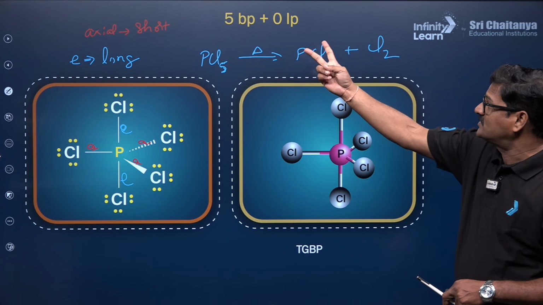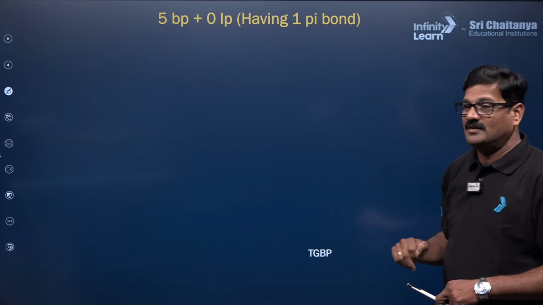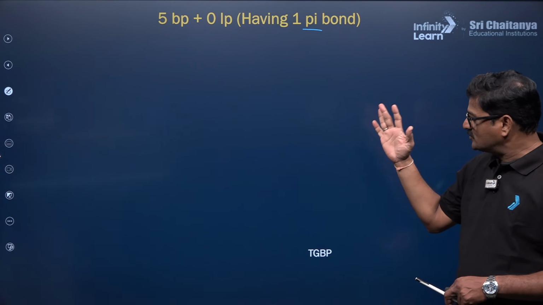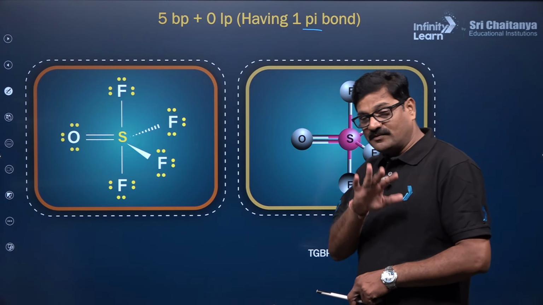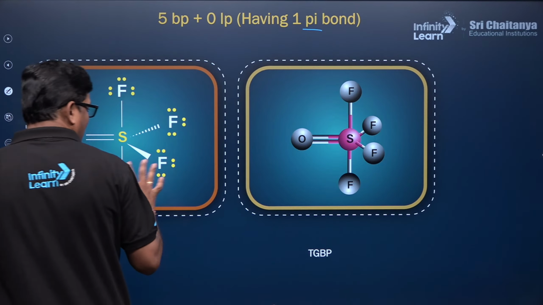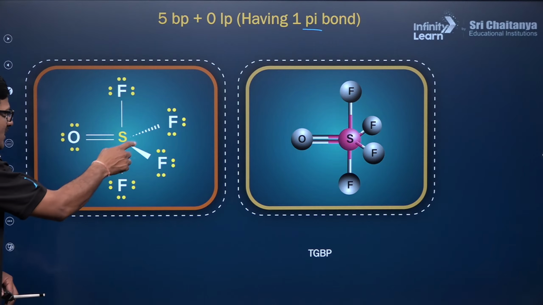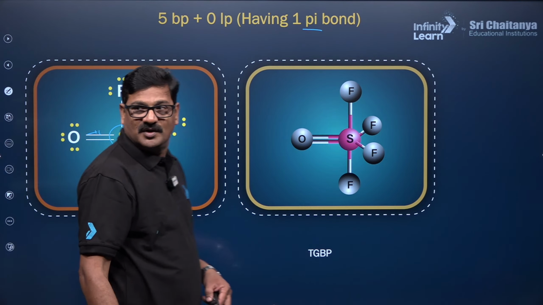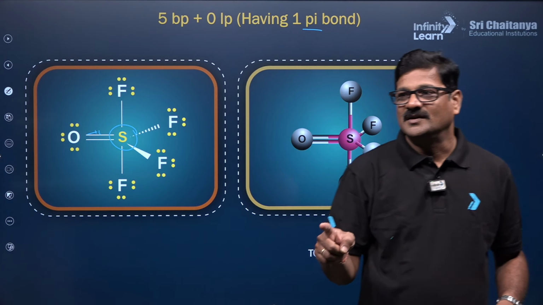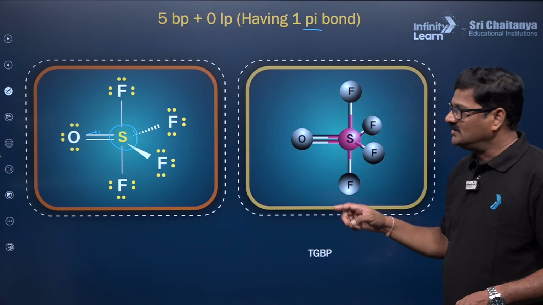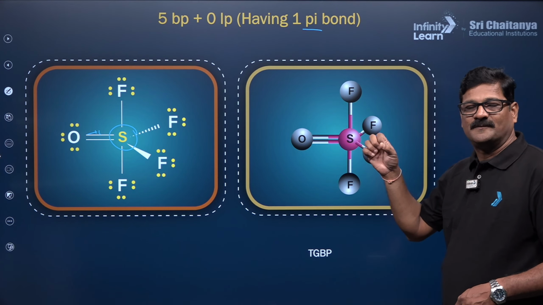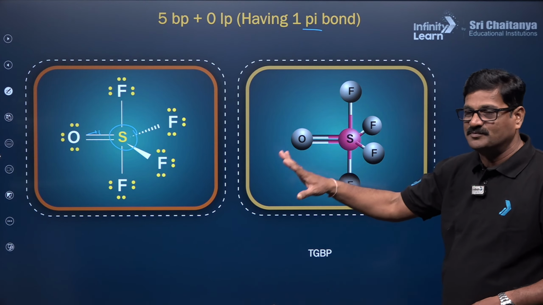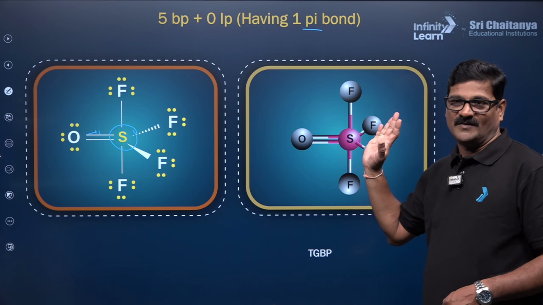Moving ahead, various combinations. 5 bond pairs, 0 lone pairs. Now introduce 1 pi bond, and you can say SOF4. It is going to be trigonal bipyramidal. Sulfur has no lone pair of electrons, but you are going to have 1 pi bond. This is a very important molecule. It looks like the SF4 structure, and this molecule and that molecule look alike, but it is perfectly trigonal bipyramidal.